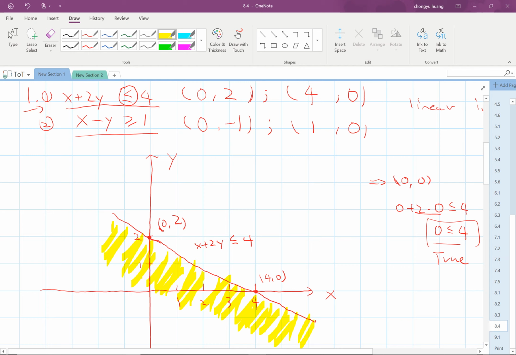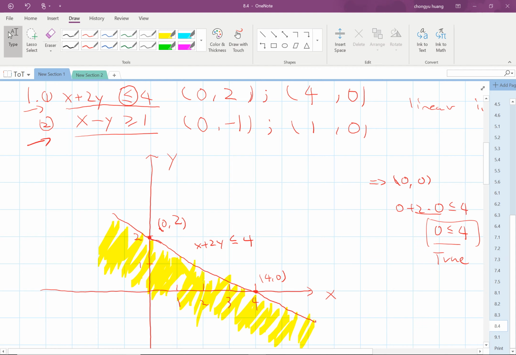Let me cover it, not erase it. So the statement is true. The area we have to cover is the left side with respect to the line. Let me check again. Now we have finished the first equation. So now let's focus on the second equation.